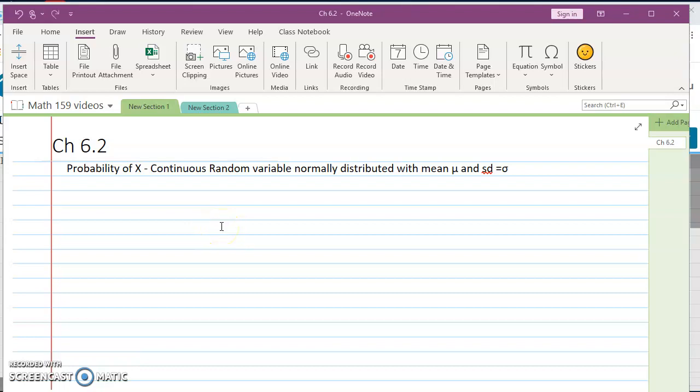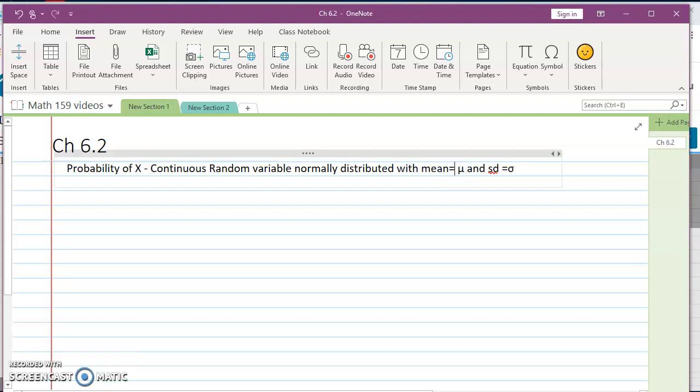Hello, Math 159 student. In this video, we're going to look at how we can find the probability of x when x is a continuous random variable that is normally distributed with a mean that is not 0 and 1 anymore, but any number of mu and any number of sigma. So I would call this a general normal distribution. The book called it non-standard to differentiate it from the standard normal with a mean of 0 and 1.